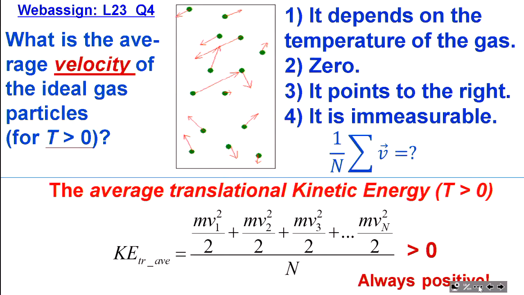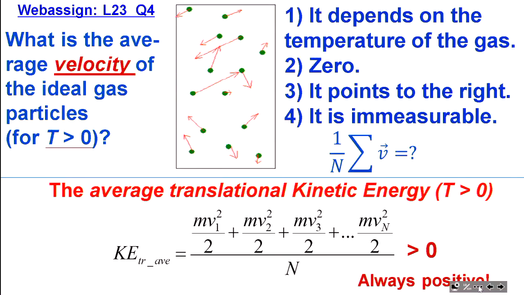And if we add all positive numbers, the number is positive. And if we divide by a positive number, the number is positive. Kinetic energy cannot be negative. So kinetic energy is 0 when absolute temperature is 0, or positive. But the question wasn't about energy. The question was about velocity.